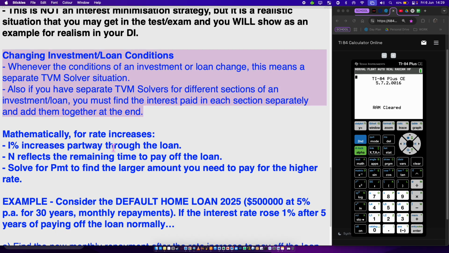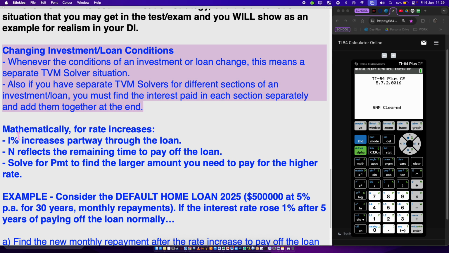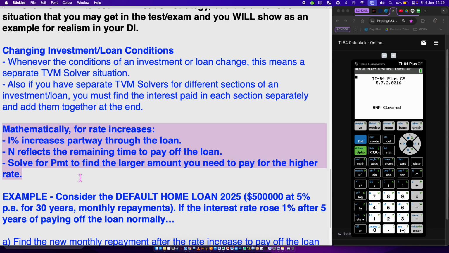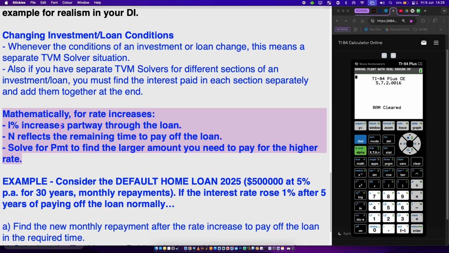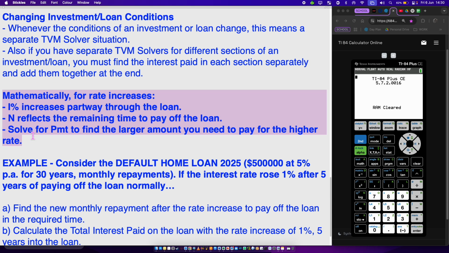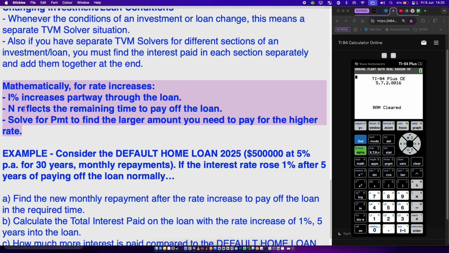All right, what do we have to consider mathematically? For rate increases, what's happening? I% is increasing partway through the loan. N is going to change, and it's going to reflect the remaining time to pay off the loan. And then what do you do in TVM Solver? You solve for PMT to find the larger amount of money you need to pay to deal with a higher rate. Can you get that section down? Because you can reword that to introduce the higher rates section of your DI, and it also explains how the maths work. So that little section, then we'll do an example.